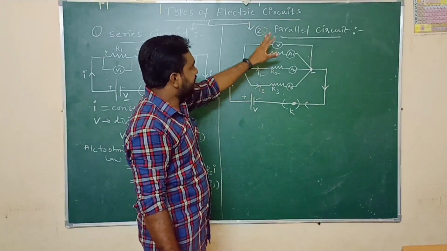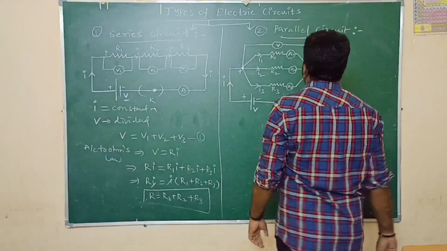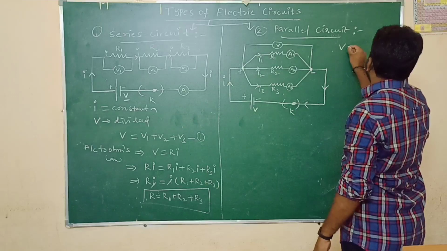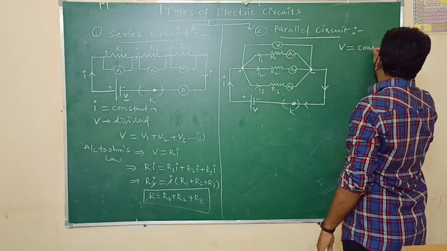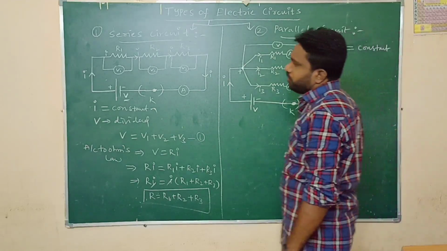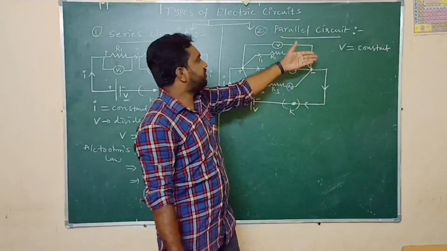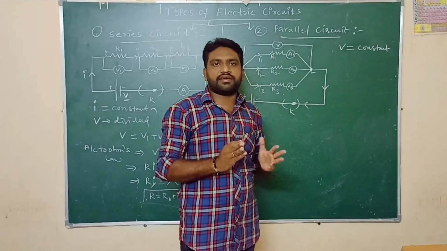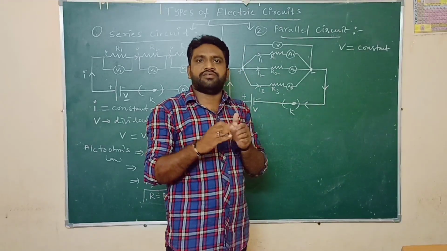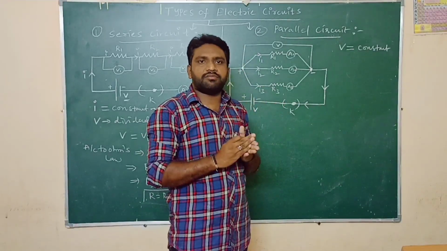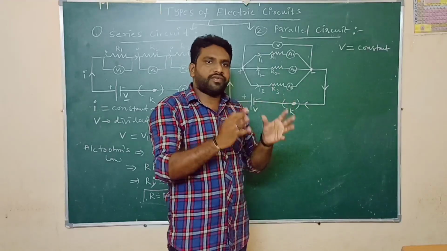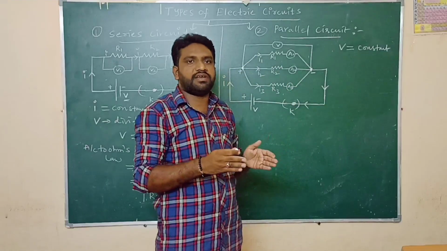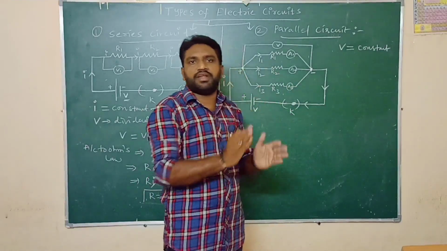Why? Because in a parallel circuit, from the definition we know that the potential difference V is constant. Why does the potential difference remain constant in a parallel circuit? Here every electric component has a common positive and common negative terminal. So that is nothing but potential difference. Every electric component receives the same potential difference, because all the components have a common positive terminal and common negative terminal.